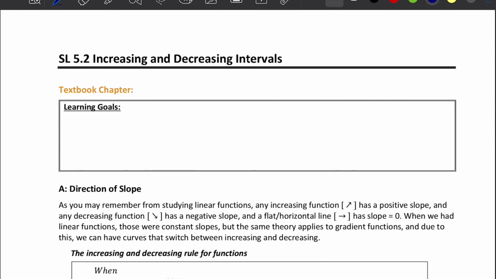SF 5.2, increasing and decreasing intervals. So what I hope to do in this video is look at these derivatives of the function and figure out whether the graph is increasing or decreasing, or the graph is flat.